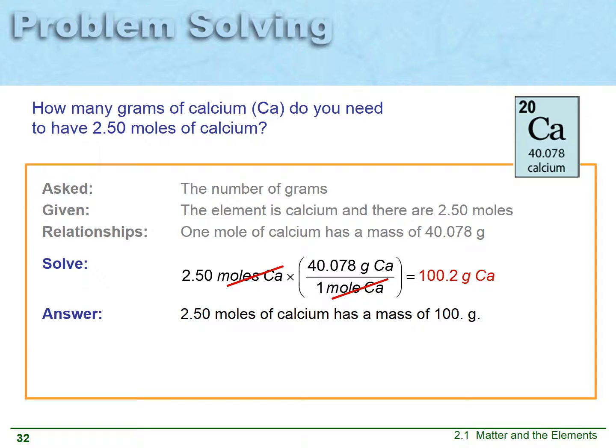In this case, we want moles to cancel, so we would write moles on the bottom of our conversion factor and place grams on the top. After doing the math, we see that there are 100.2 grams of calcium in 2.5 moles of calcium atoms.